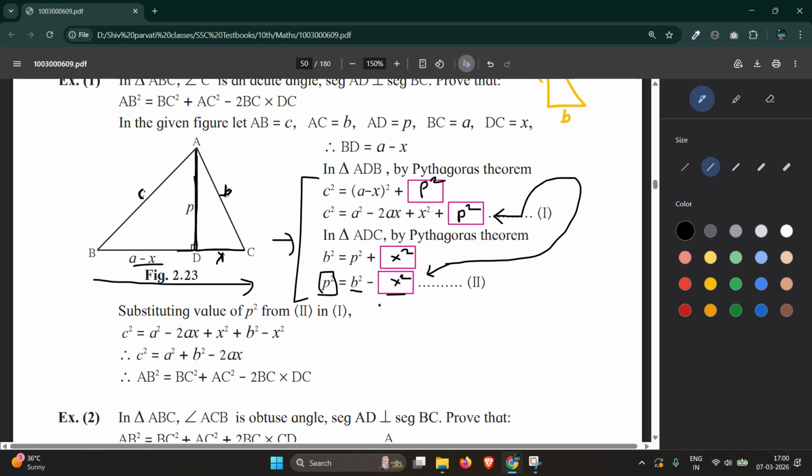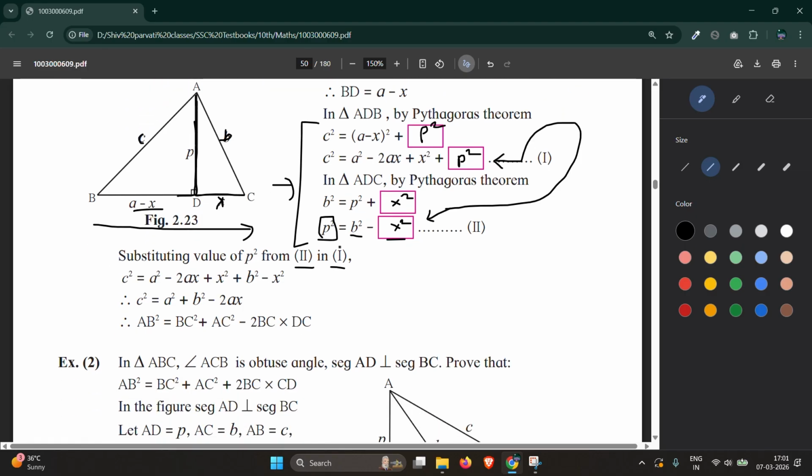So we will substitute the value of p square from equation 2 into equation 1. Instead of p square over here, we will write b square minus x square. So that is exactly what we do. That means c square is equal to a square plus b square minus 2ax plus x square minus x square, and the x square terms just cancel each other out. So this is the final result that we get.